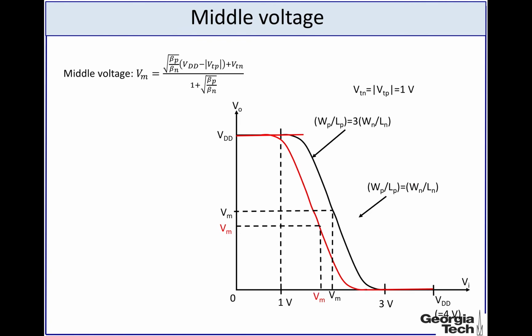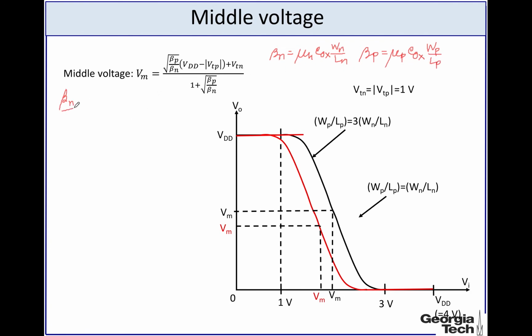Alright, so in the previous analysis we assumed that beta n is equal to beta p. But what is beta n and what is beta p? Again, let me write it over here: beta n is equal to mu n Cox Wn over Ln, and beta p is equal to mu p Cox Wp over Lp.